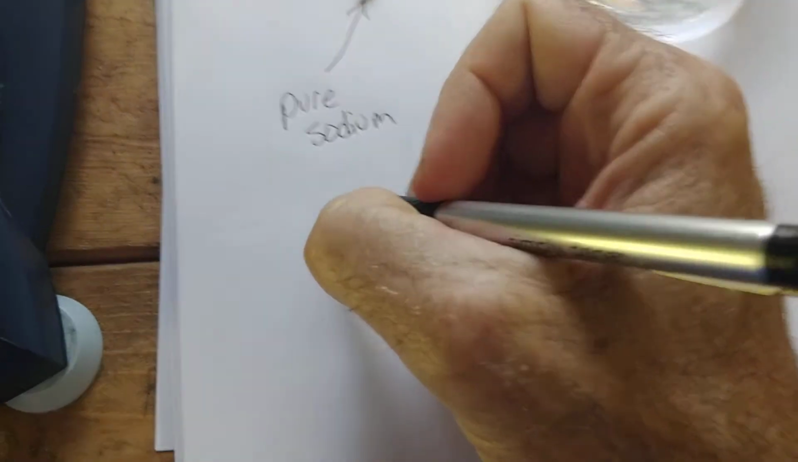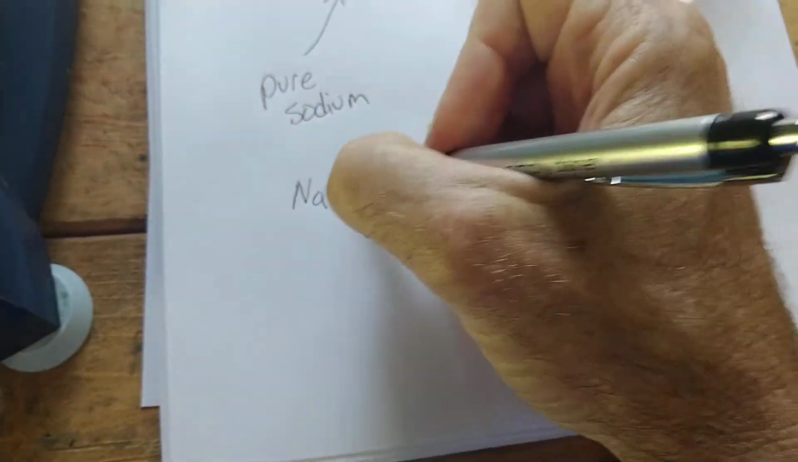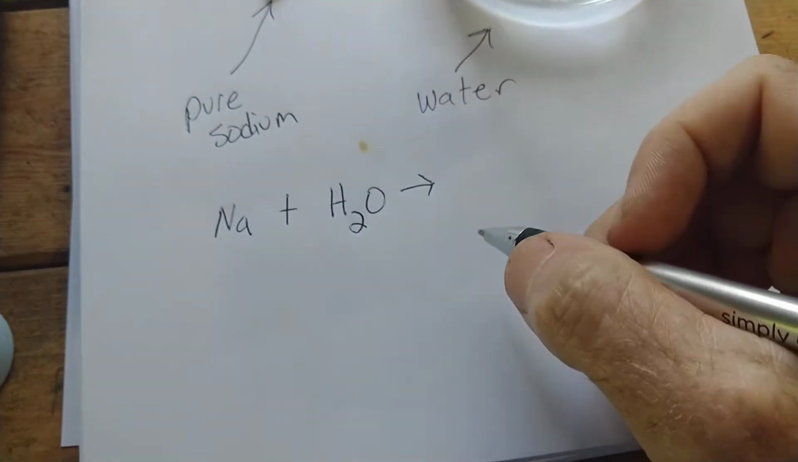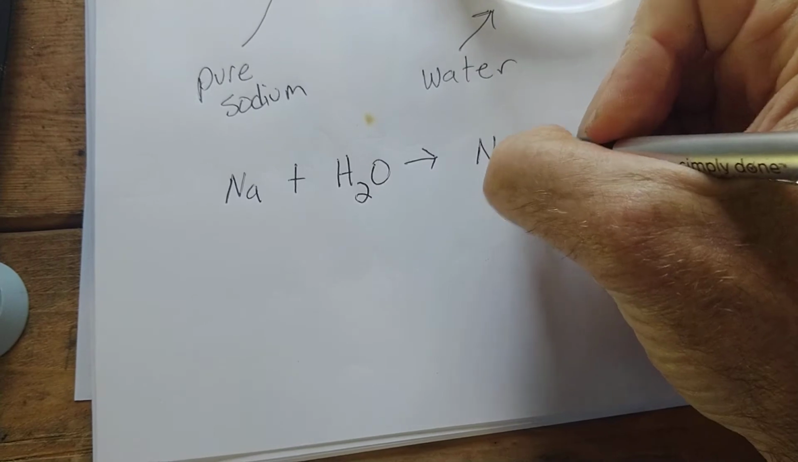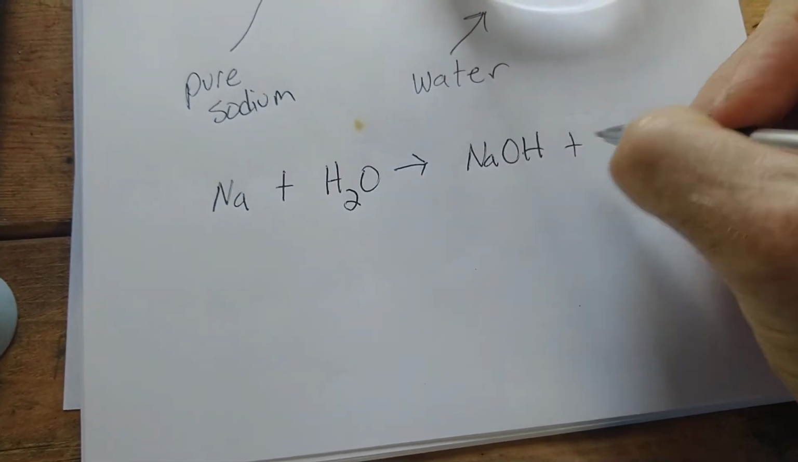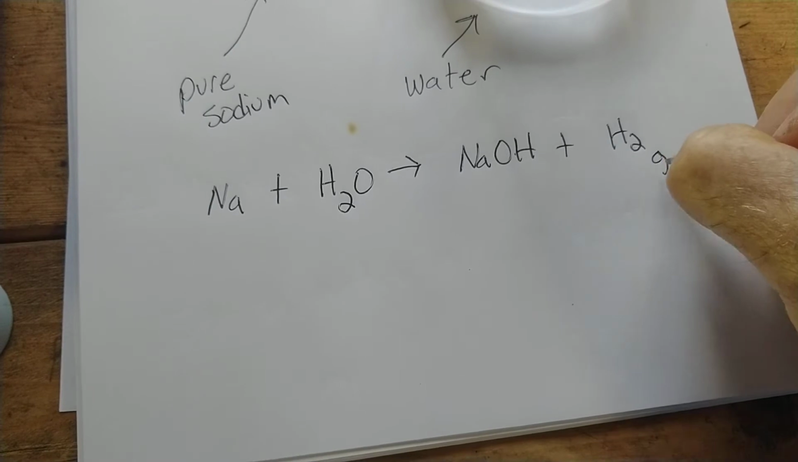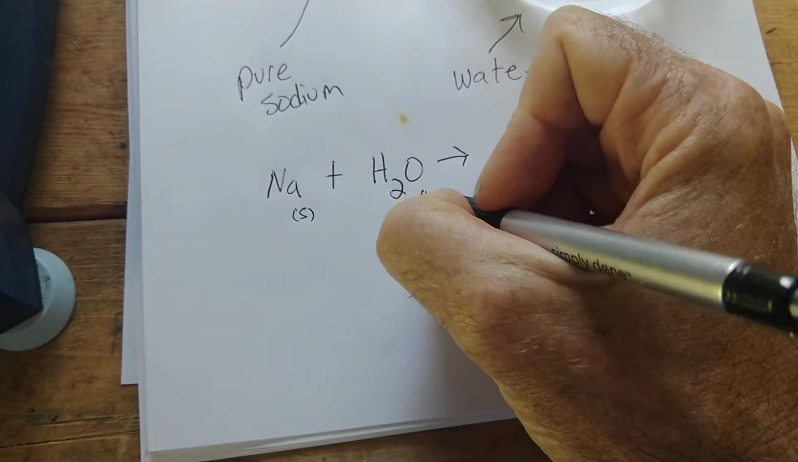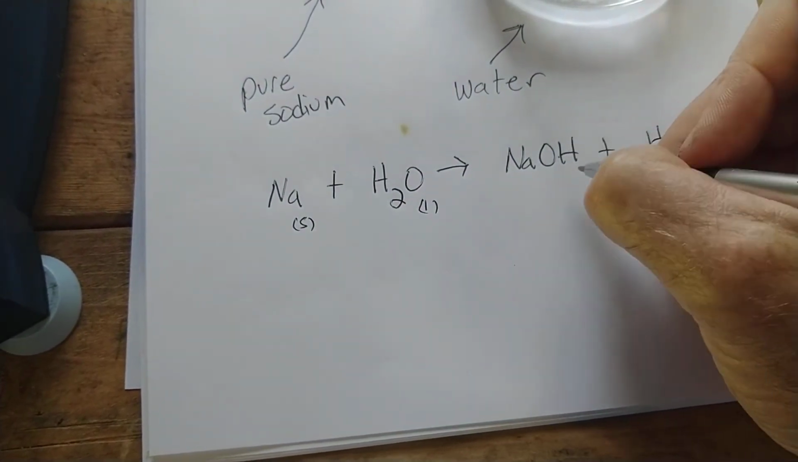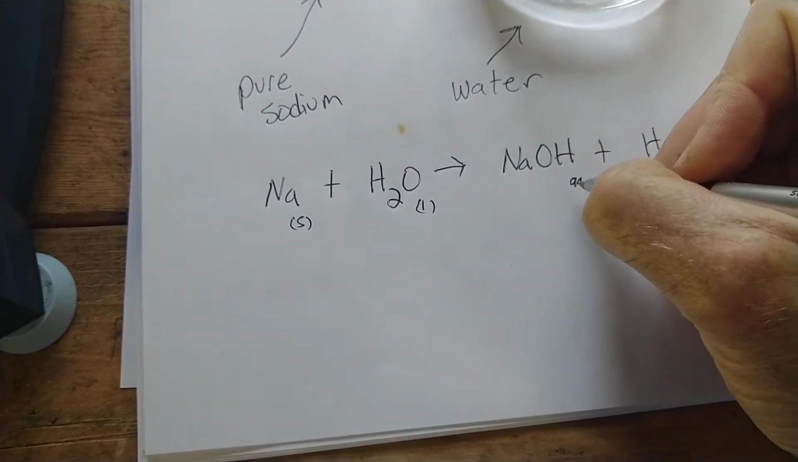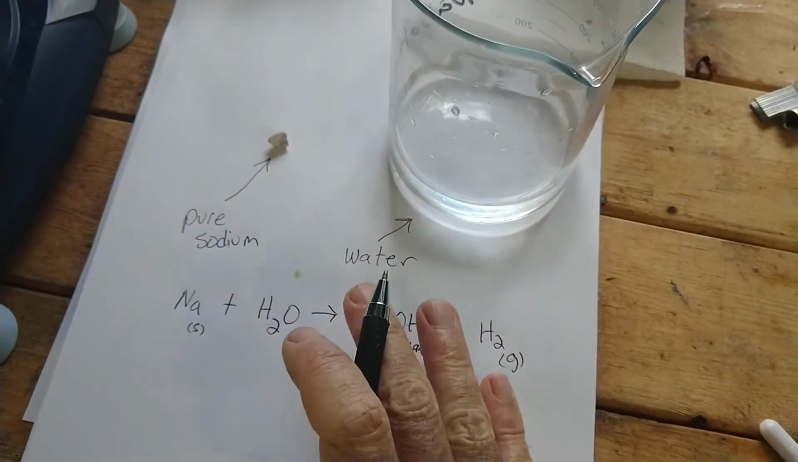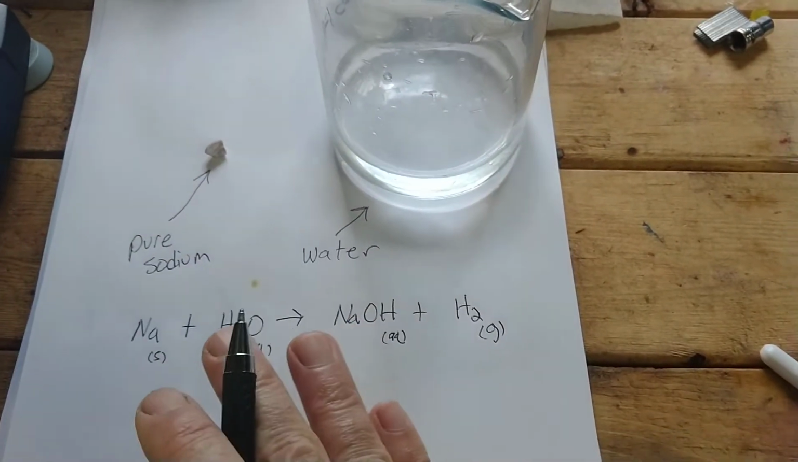So let's think about what that means. Here's our metal, sodium, plus water is going to give us the metal hydroxide, so that would be NaOH, and hydrogen gas. All right. Now this is obviously a solid. This is a liquid. It's water. And sodium hydroxide will be aqueous. We know that. We can look it up. It's soluble.